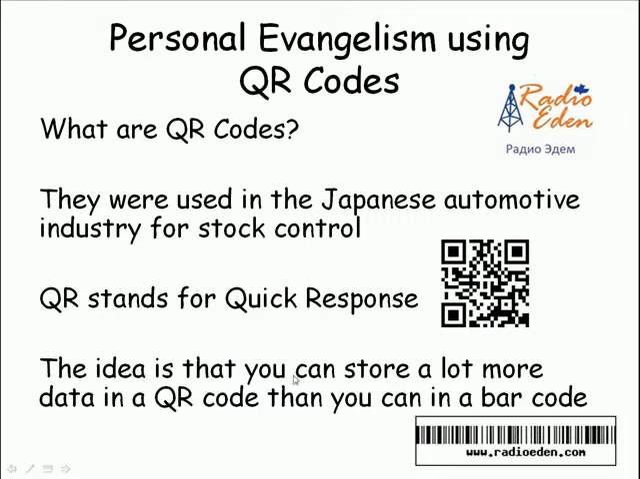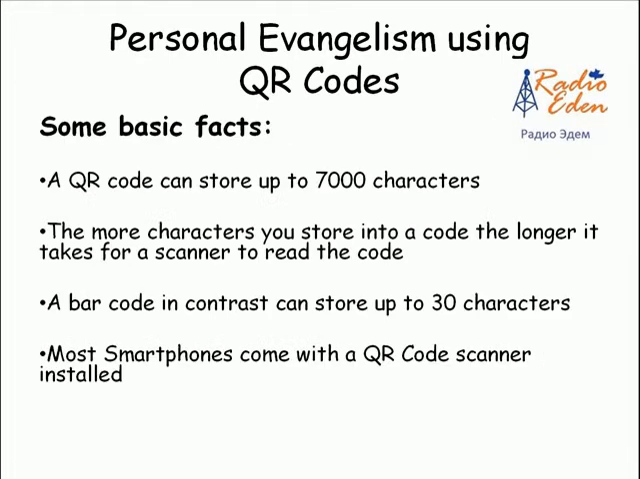You can store a lot more data in a QR code than in a barcode. I'm sure you've seen barcodes on various products. This is what they look like, and this barcode represents www.radioeden.com. But again, these codes are very limited, 60 characters or something. I tried to scan this with my smartphone and it couldn't decipher it, whereas this one wasn't a problem at all. In less than a second, the URL, www.radioeden.com, came up.